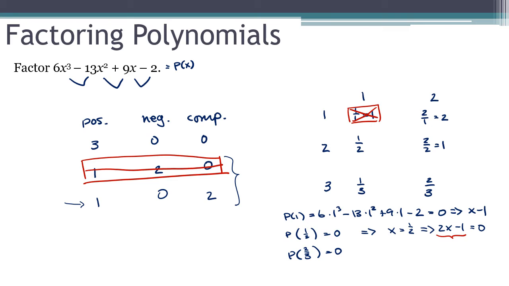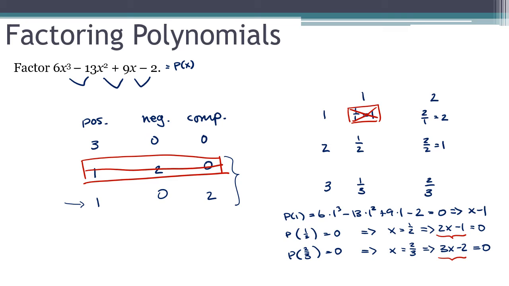I'll do the same thing with 2/3. This is saying x equals 2/3 would be a solution of the polynomial equation if this had been equal to 0, which is the same as saying 3x minus 2 equals 0. So that 3x minus 2 is my third factor. So now I'm done, right? Third degree polynomial, I got 3 factors.